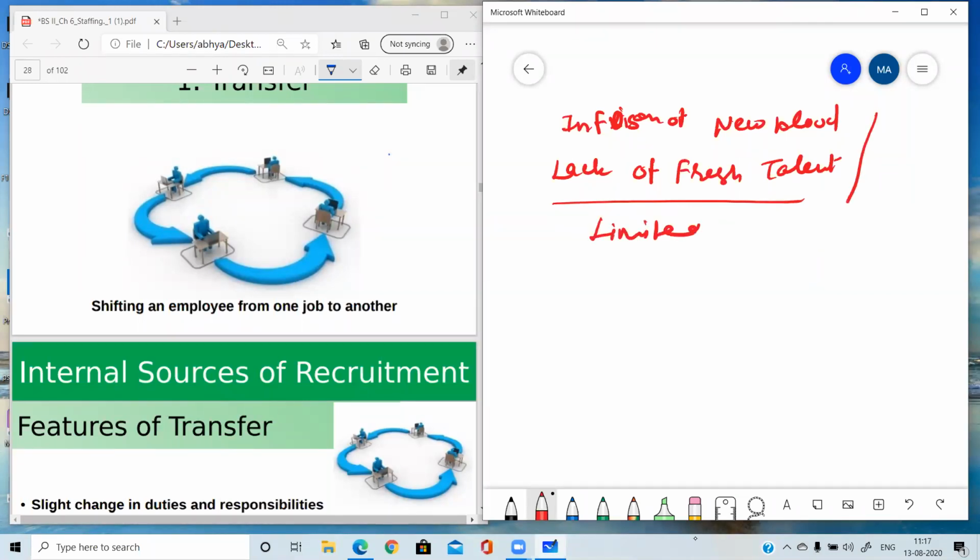The organization will not be having the wider choice because there are only 5 employees and out of those you have to promote. But if you are going to get that employee from outside source, you will be having choice of thousands, even lakhs of persons may apply for that job position. So the organization will be having the limited choice with itself. Okay, so these are the demerits we can say.